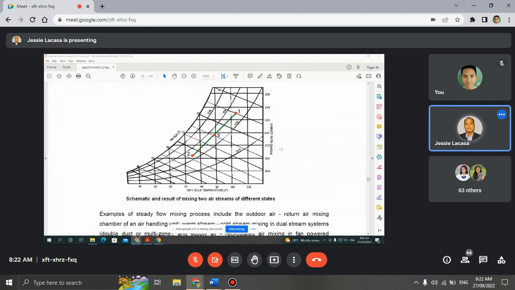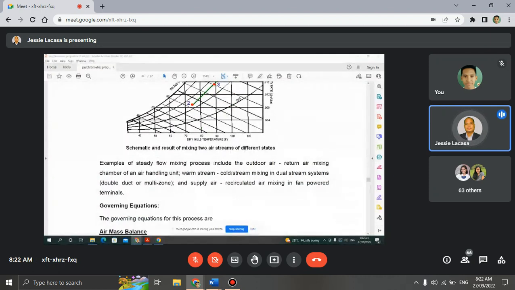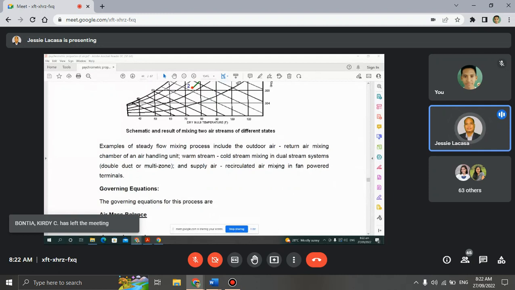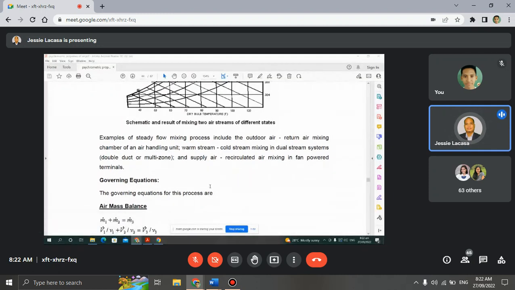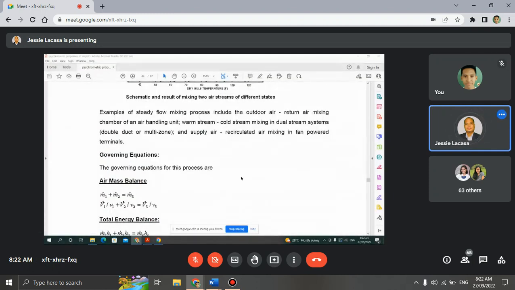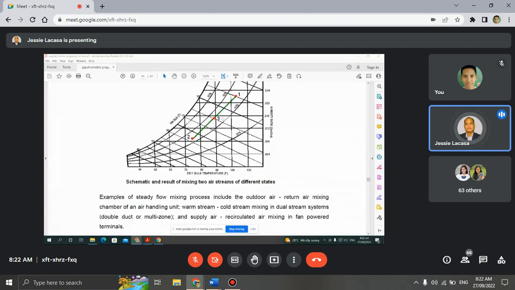So examples of steady flow mixing process include the outdoor air and return air, no? So the mixing chamber on the air handling unit. So warm stream, cold stream mixing in dual stream systems and supply air, circulated air in fan-powered terminals. So those are the examples, no? Makinahanglan tag mixing.